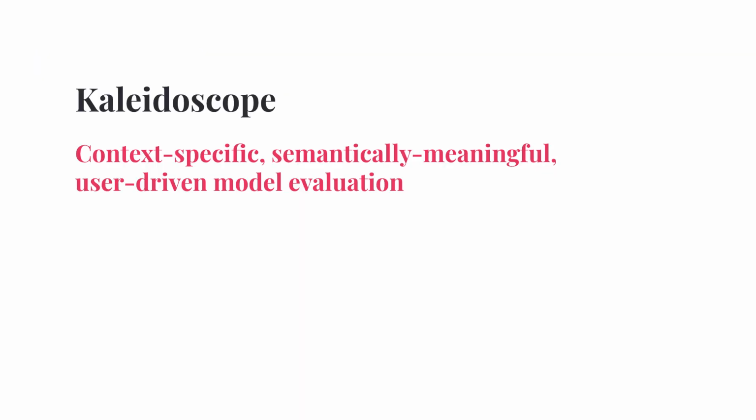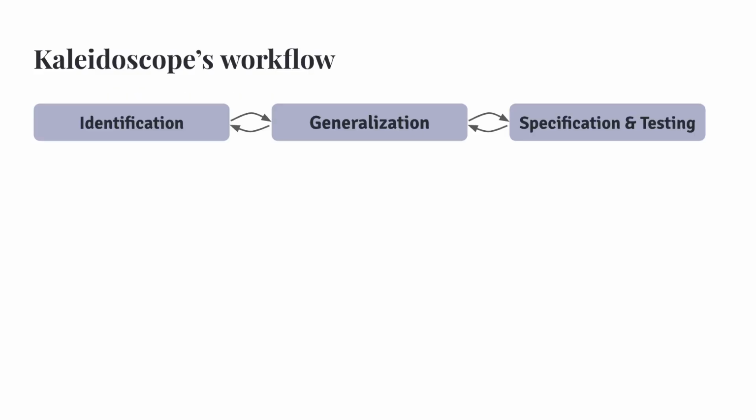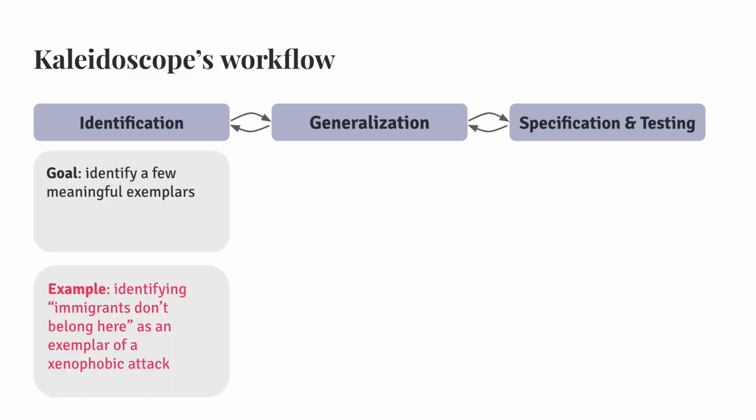So we designed the system Kaleidoscope to fill this gap and facilitate model evaluation that achieves these goals of being context-specific, semantically meaningful, and user-driven. It's made up of an underlying workflow and methodology as well as an interactive UI that implements it. Kaleidoscope's workflow has three parts, starting with identification, where users identify a few exemplars of a semantically meaningful concept.